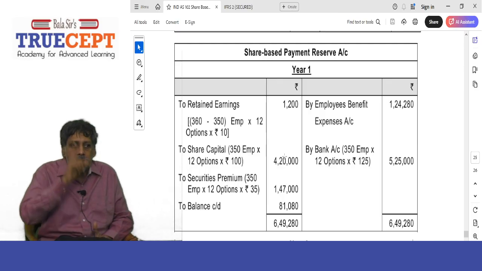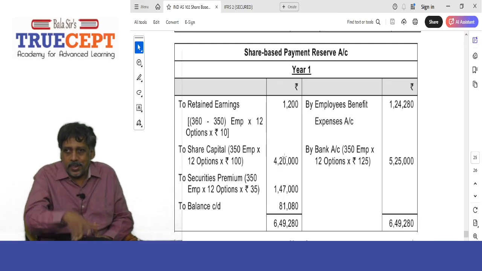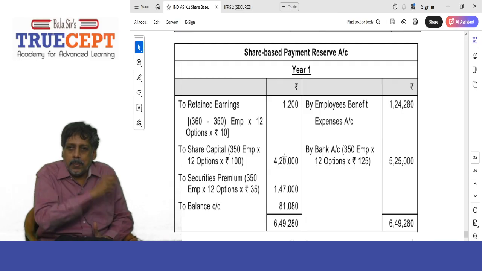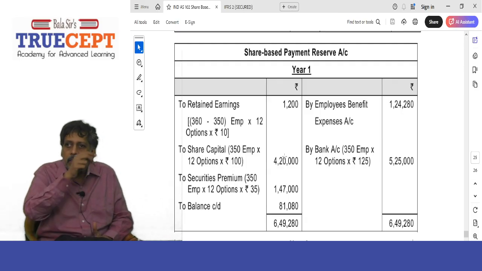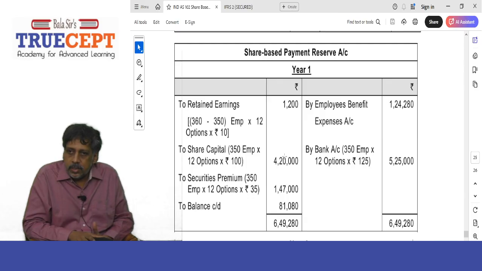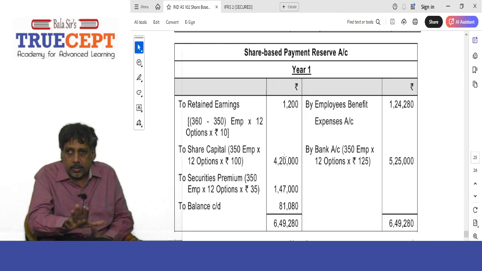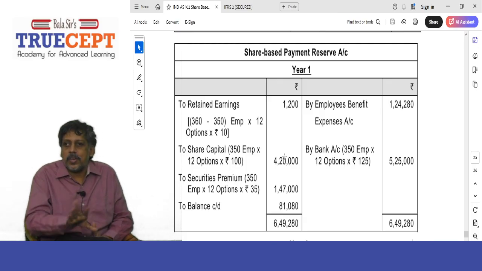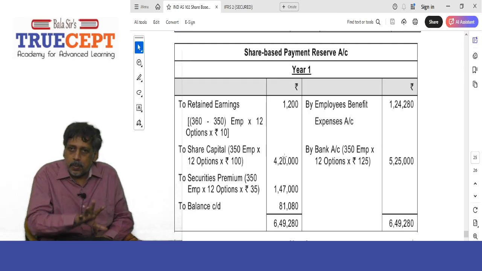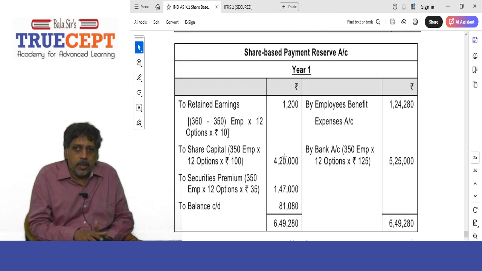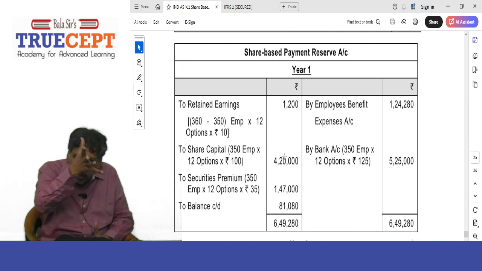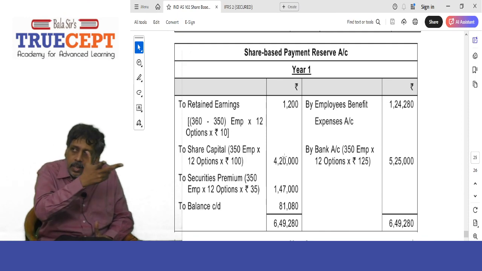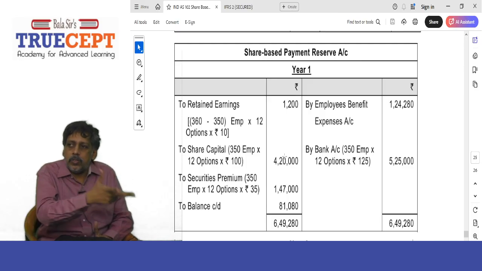People tell me, so you're wrong, securities doesn't matter. It's all the same, whether you say share premium or securities premium, it doesn't matter. You don't have to be politically correct. But in the exam, please write securities. In the classroom, it's okay. So, please remember, by bank, that is the money brought in: 350 employees into 12 shares each into rupees 125.